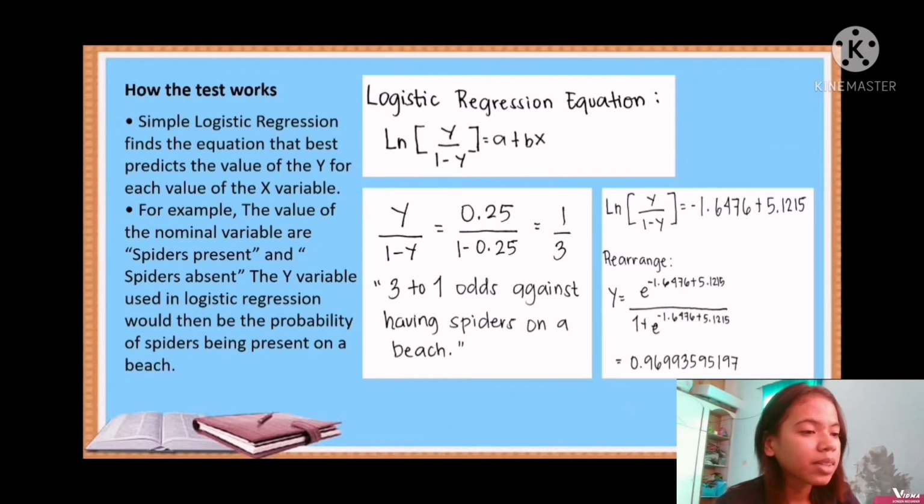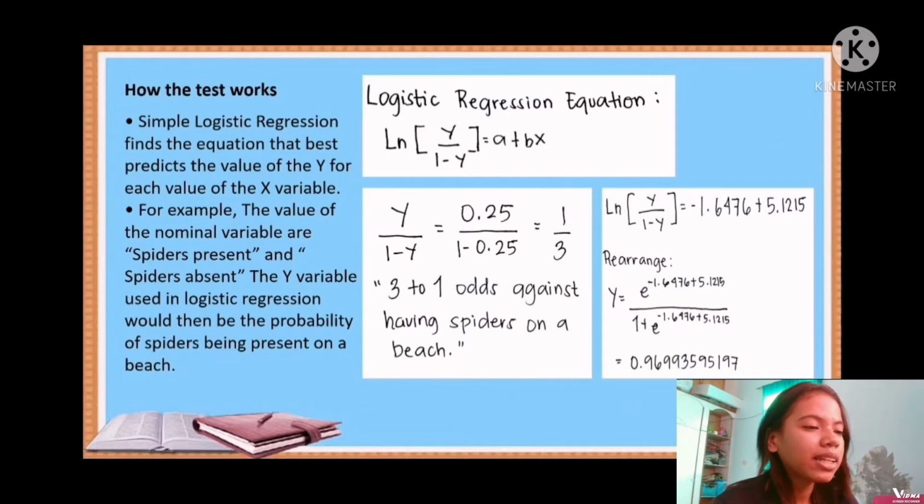For example, the values of the nominal variable are spider present and spider absent. The y variable used in logistic regression would then be the probability of spider being present on a beach. This probability could take values from 0 to 1. The limited range of this probability would present problems if used directly in a regression. So, the odds, y over 1 minus y, is used instead.